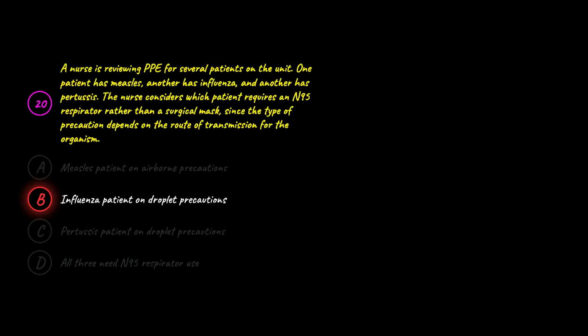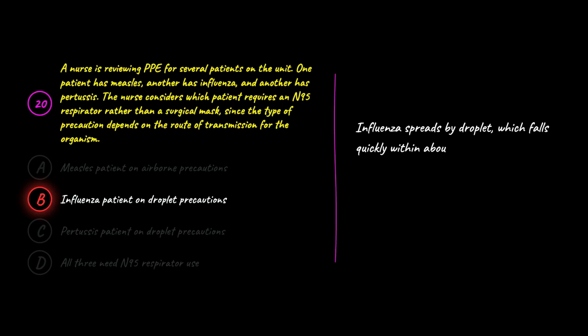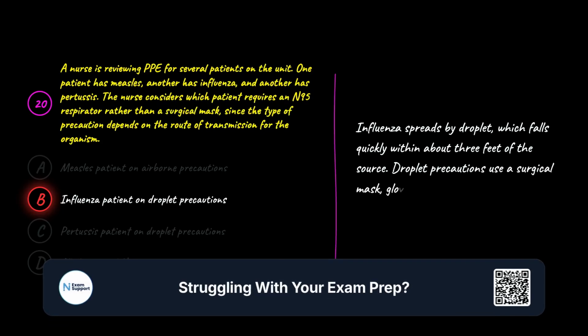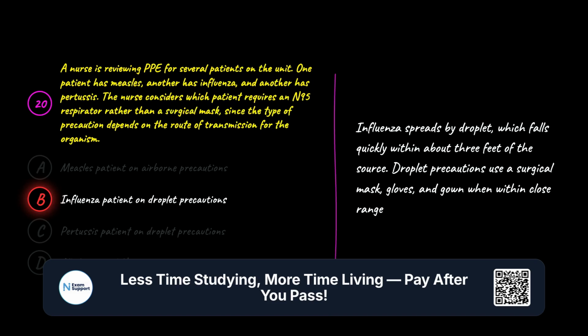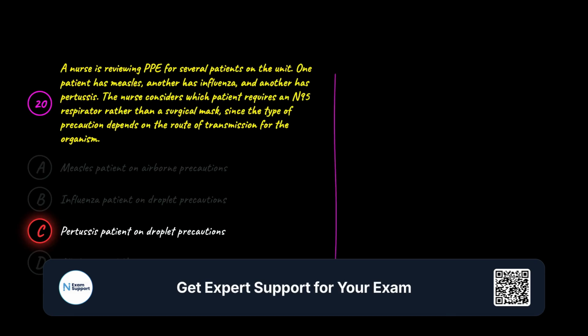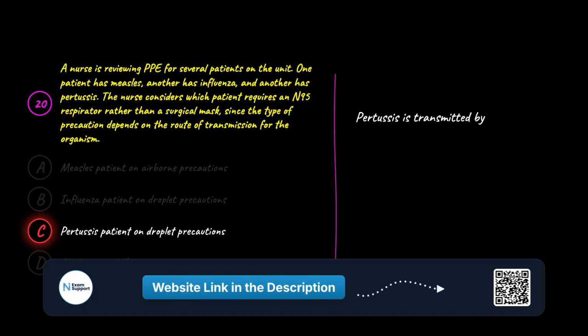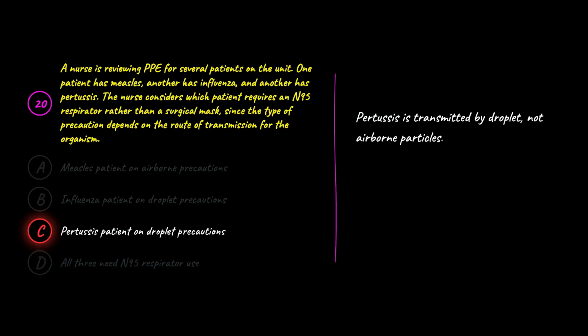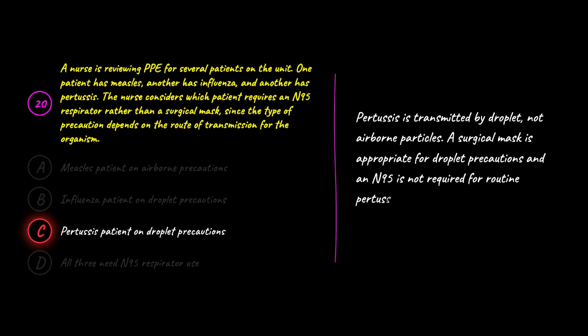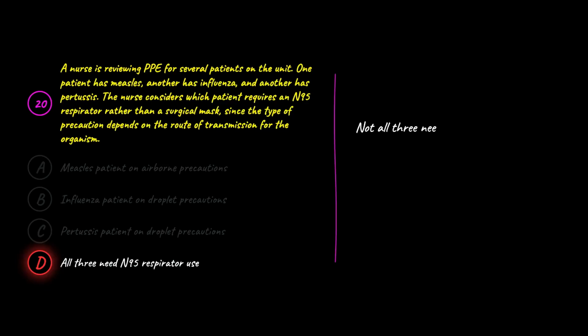B is wrong because influenza spreads by droplet, which falls quickly within about 3 feet of the source. Droplet precautions use a surgical mask, gloves, and gown when within close range of the patient during care. C is wrong because pertussis is transmitted by droplet, not airborne particles. A surgical mask is appropriate for droplet precautions, and an N95 is not required for routine pertussis care under most policies and guidelines. D is wrong because not all three need N95, only the airborne organism does.